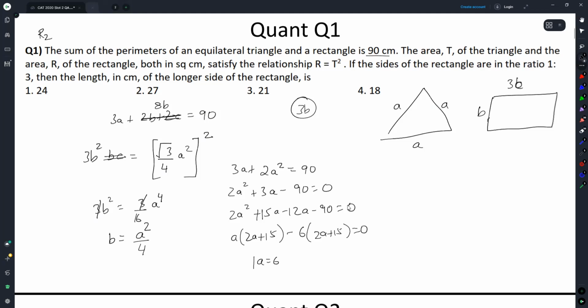So A is equal to 6. If A is equal to 6, B is equal to 9. Final thing I need is 3B. So answer should be option 2, 27.